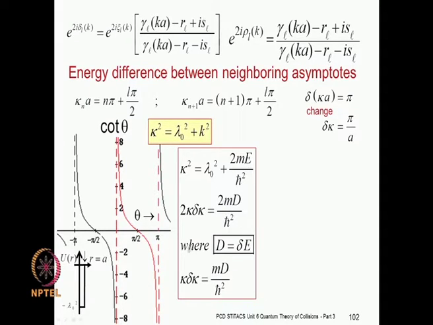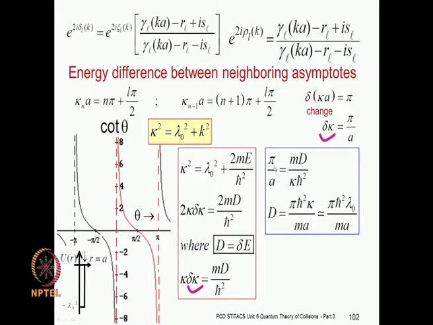So, here you get kappa delta kappa, the 2 will cancel. So, kappa delta kappa will be m d over h cross square, but now you have a delta kappa from here, but you also have a delta kappa from here. So, you can put the 2 together, and what do you get? You get that pi over a, which is equal to delta kappa, but this delta kappa is equal to m d over kappa h cross square. So, pi over a becomes m d over kappa h cross square.